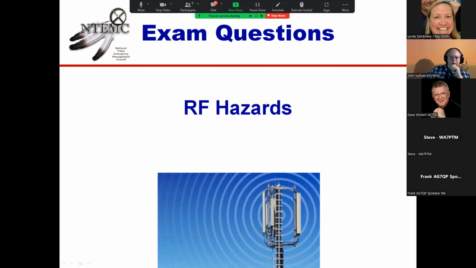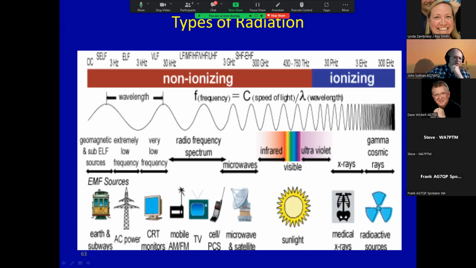Now let's talk a little bit about RF hazards, radio frequency hazards. Remember, there are different types of radiation. You can see on this kind of busy slide, we're looking at the wavelength towards the top, the longer wavelengths, the lower frequencies to the left, higher frequencies, shorter wavelengths to the right. You can see where the radio frequency spectrum is, microwave up here, VLF, ELF, really low frequencies. Go to higher frequencies, you're into the visible light range, ultraviolet and on up to X-rays and gamma rays.